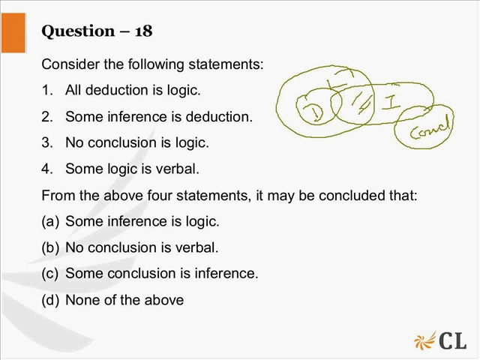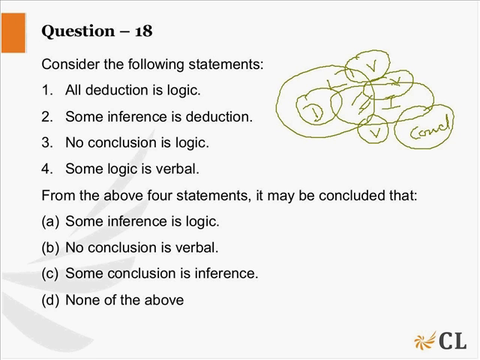Some logic is verbal. Some logic is verbal, one can be here, right? Some logic is verbal, there can be a common intersecting set over here. Some logic can be verbal, is here also, right? Some inference is logic. Now we have to see whatever can be deduced.